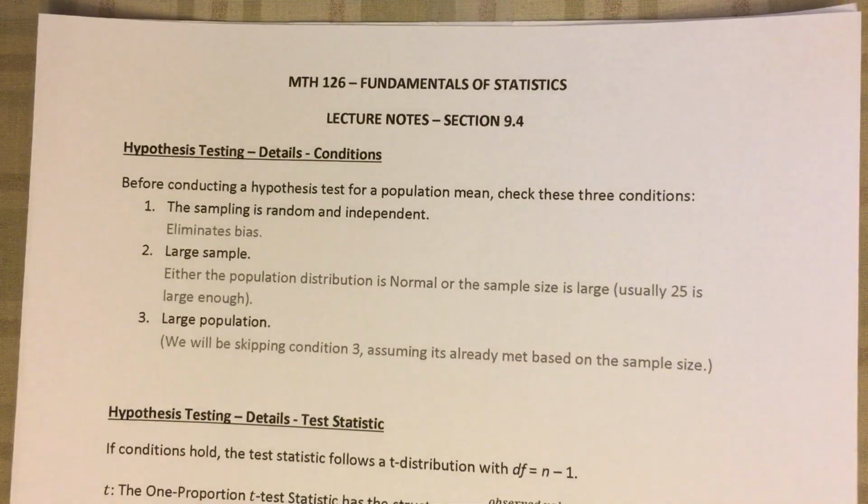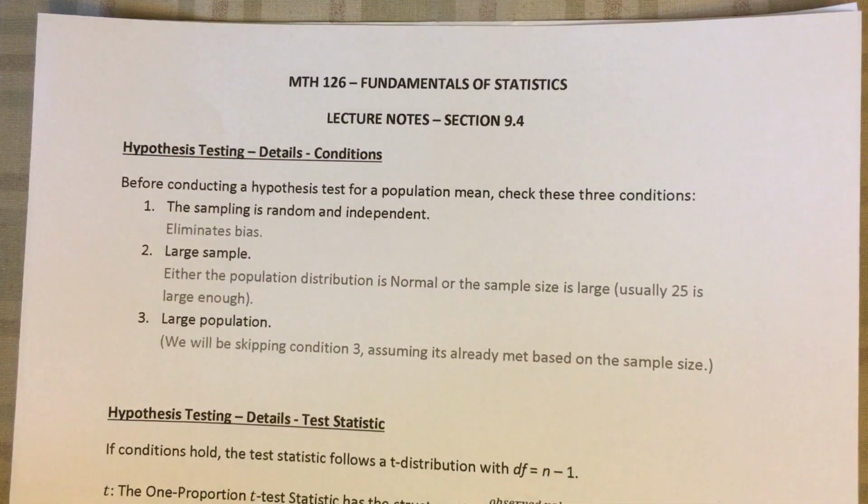All right, so before doing these, we are going to check our conditions. Again, first one, make sure our sample is random and independent. Almost always holds. We're just looking for the word random somewhere in our sample. A large sample, just like we saw in the last section, either the population distribution is normal or the sample size is large enough, at least 25. A large population, again, we're not going to worry about doing the calculation. This one is almost always true. So we're just going to be kind of skipping condition 3 in this last section, again, just to speed up our process a little bit.